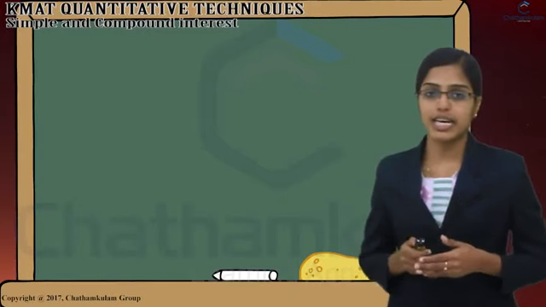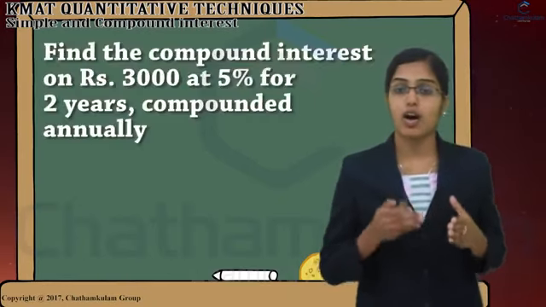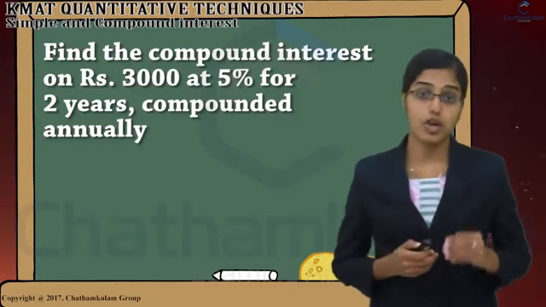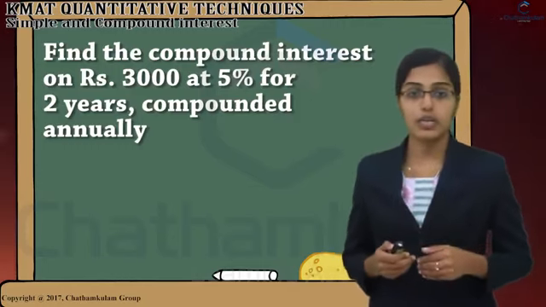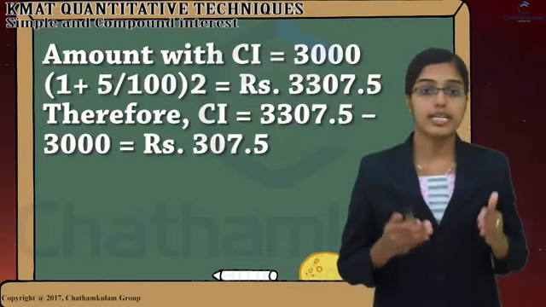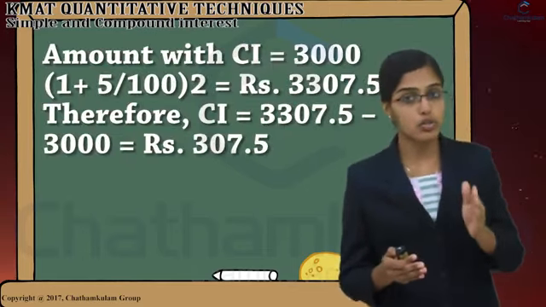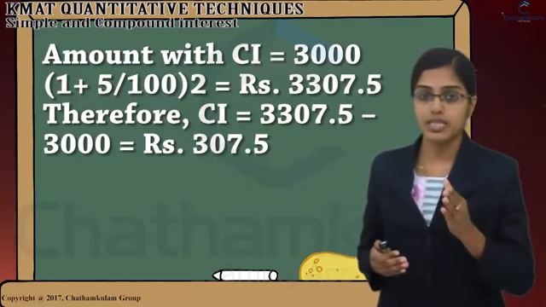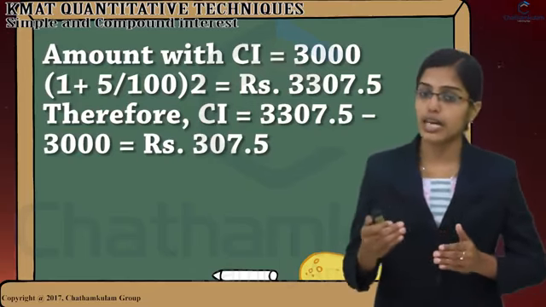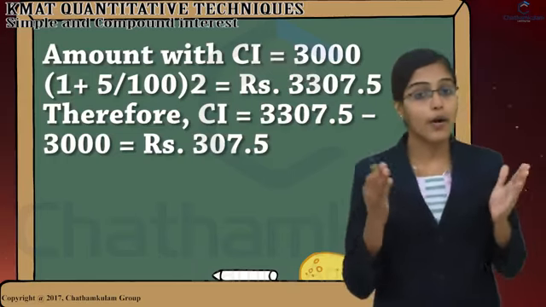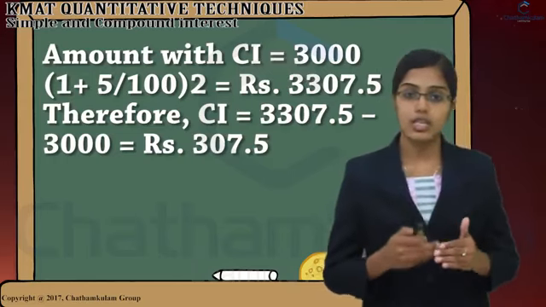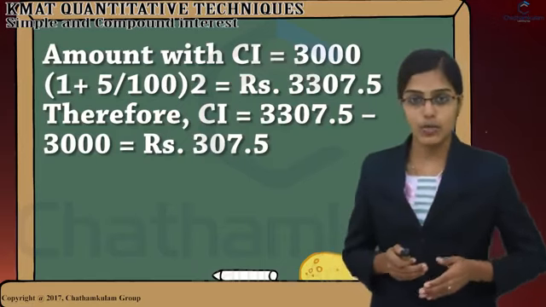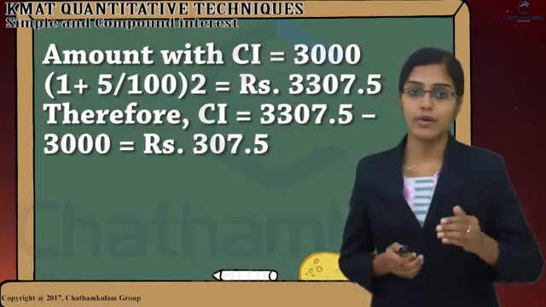Our next question is that find the compound interest on rupees 3,000 at 5% for 2 years, compounded annually. So we know amount with compound interest is equal to 3,000 into (1 plus 5 divided by 100) whole square, that is equal to rupees 3,307.5. Therefore, compound interest is equal to 3,307.5 minus 3,000. So that is equal to rupees 307.5.